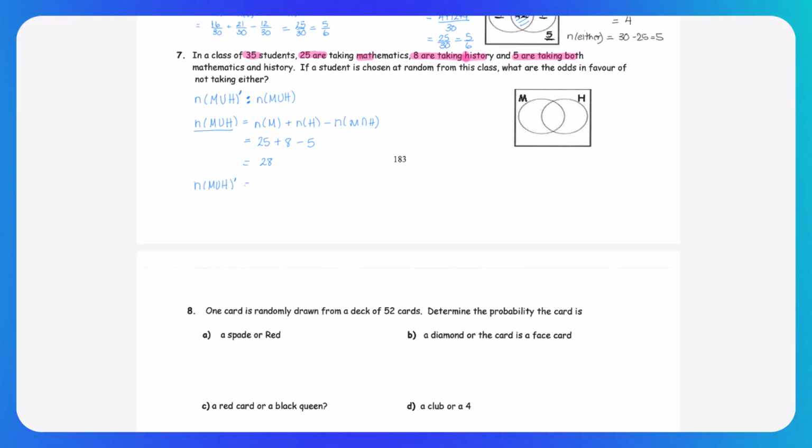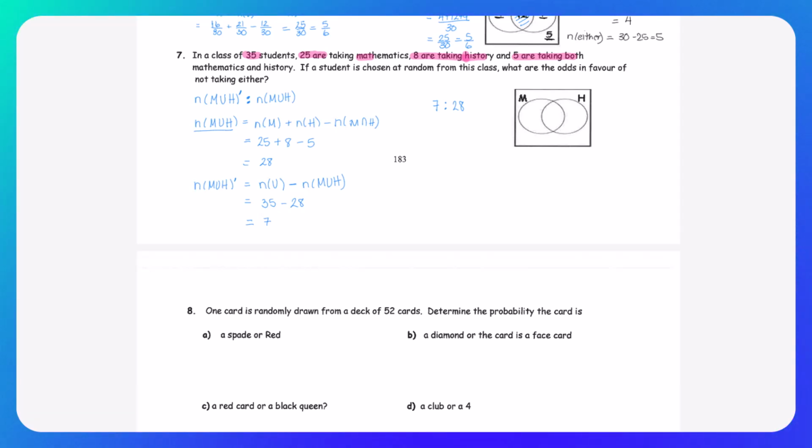That means we need to determine that, and we can do that by taking the number in the universal and subtracting away the number in the MUH. Now, how many are in the universal? Well, there are 35 in the universal, and there are 28 in the NUH, and that is going to give us 7. So when we're finding the odds in favor of not taking either, it's going to be 7 to 28, but remember we need to reduce these things down.